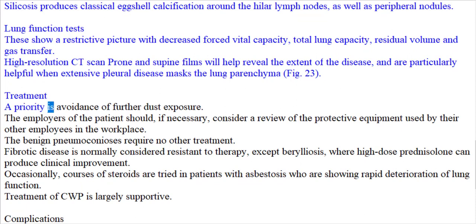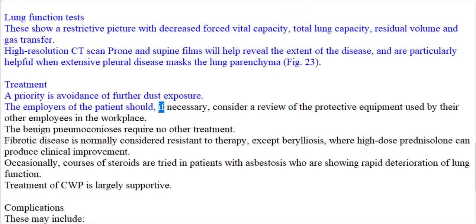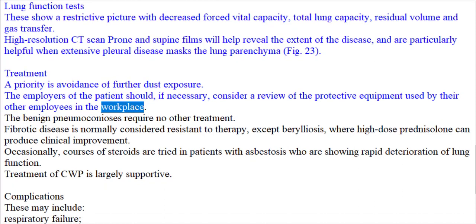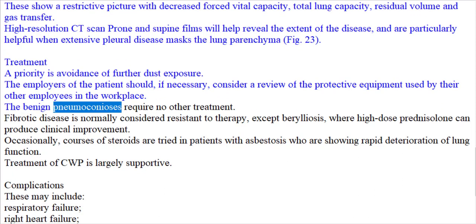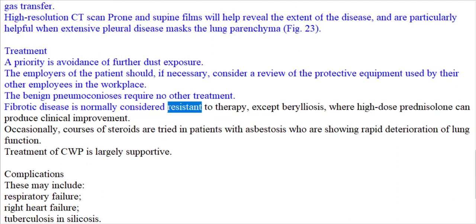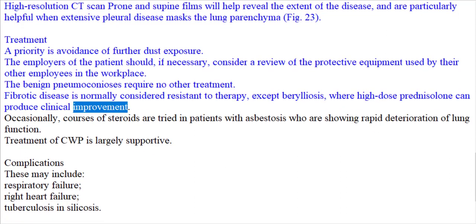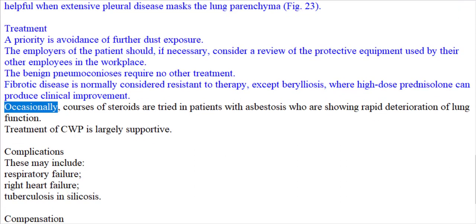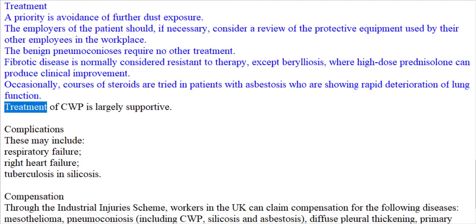Treatment. A priority is avoidance of further dust exposure. The employers of the patient should, if necessary, consider a review of the protective equipment used by their other employees in the workplace. The benign pneumoconioses require no other treatment. Fibrotic disease is normally considered resistant to therapy, except berylliosis, where high-dose prednisolone can produce clinical improvement. Occasionally, courses of steroids are tried in patients with asbestosis who are showing rapid deterioration of lung function. Treatment of CWP is largely supportive.